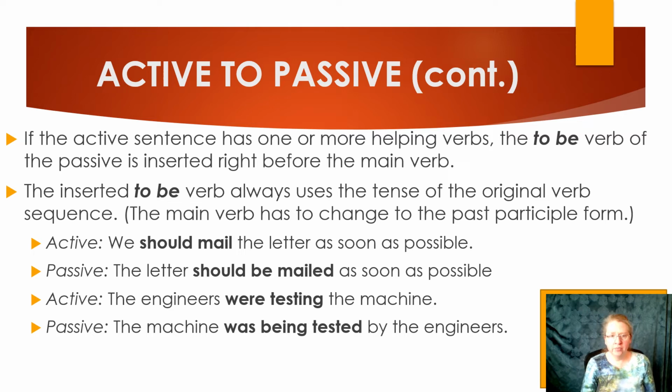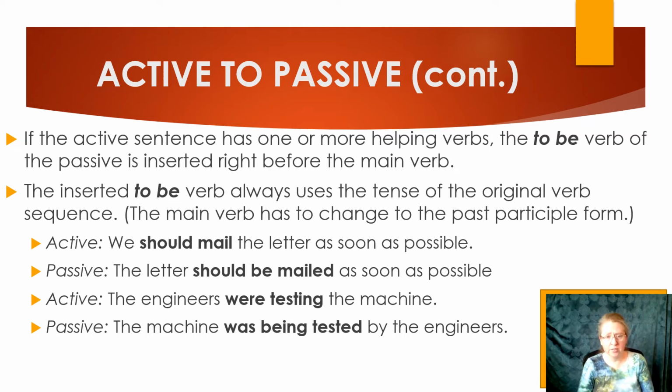Okay, so if the active sentence has one or more helping verbs, then we use the to be verb of the passive right before the main verb. And we have to, again, respect the verb tense of the original verb sequence. Okay, so the main verb changes to the past participle form.